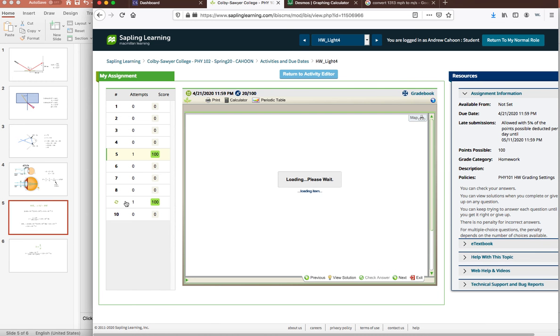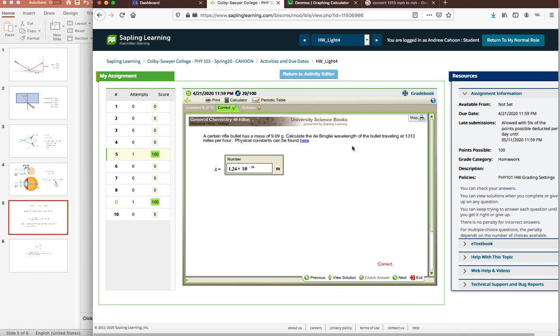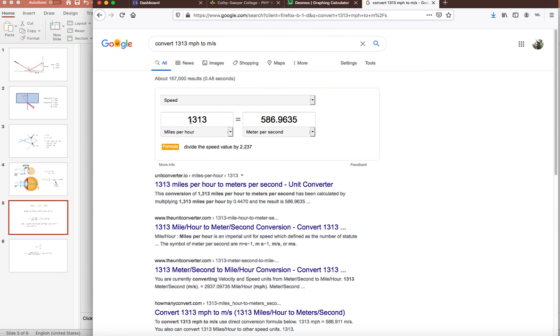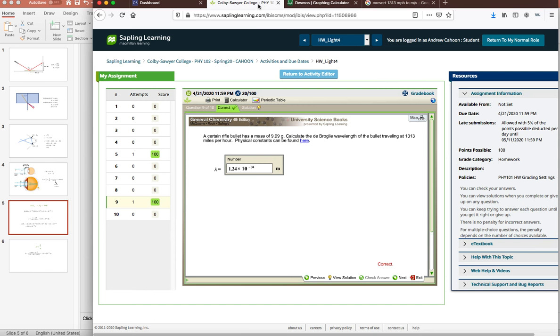Problem 9. For this one, we're figuring out the de Broglie wavelength for a bullet with that speed. Now, the only tricky part is you need to see that it is miles per hour, and so you need to convert that to meters per second. So I did that with Google. 1313 miles per hour is 587 meters per second.